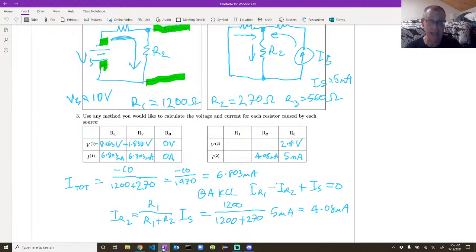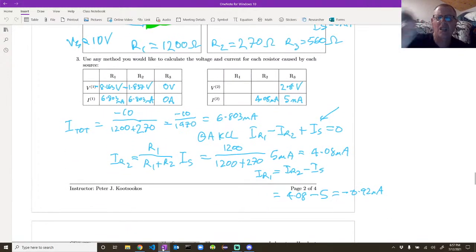And then I should be able to use the KCL equation. So IR1 equals IR2 minus IS. So IR1 is going to be 4.08 minus 5, which is minus 0.92 milliamps.